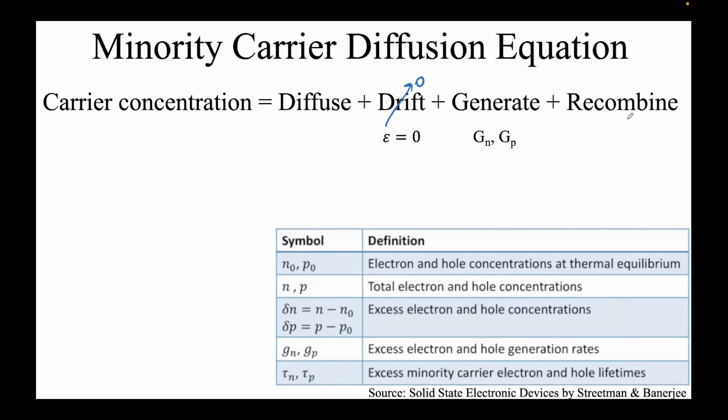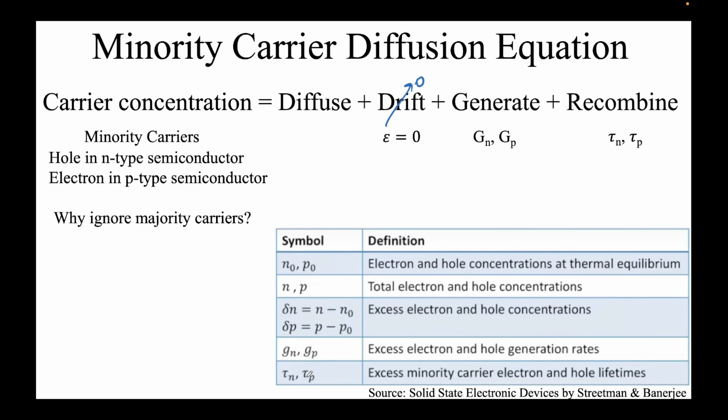This is what is called lifetime. That's denoted tau n and tau p. Okay, the main point is that when we talk about carrier concentration for these kinds of problems, for these kinds of systems, we only talk about minority charge carriers. What do I mean by that? So hole in an n-type semiconductor and electron in a p-type semiconductor are minority charge carriers.